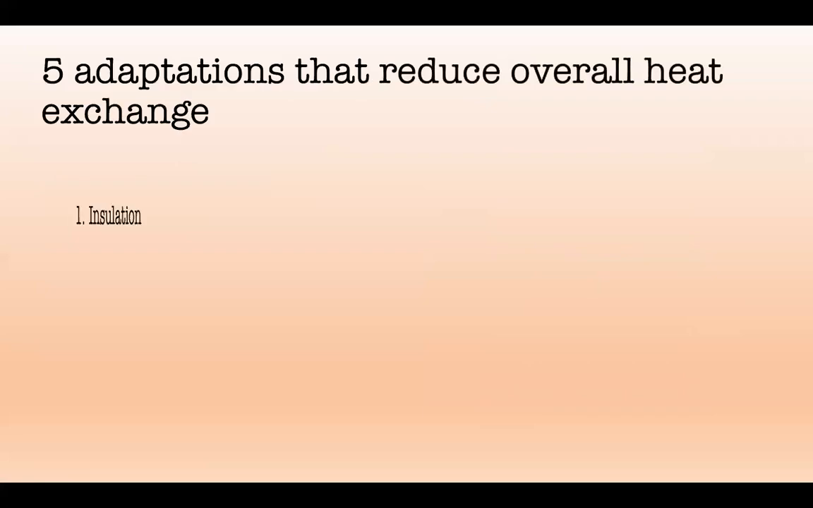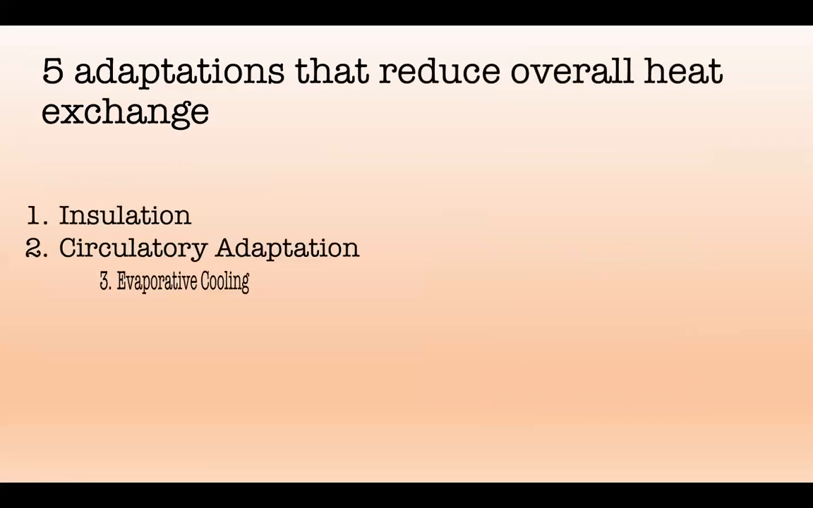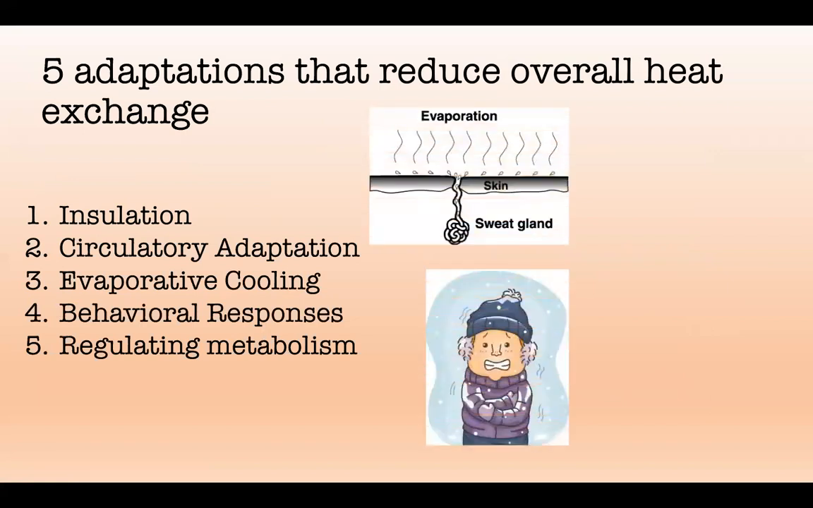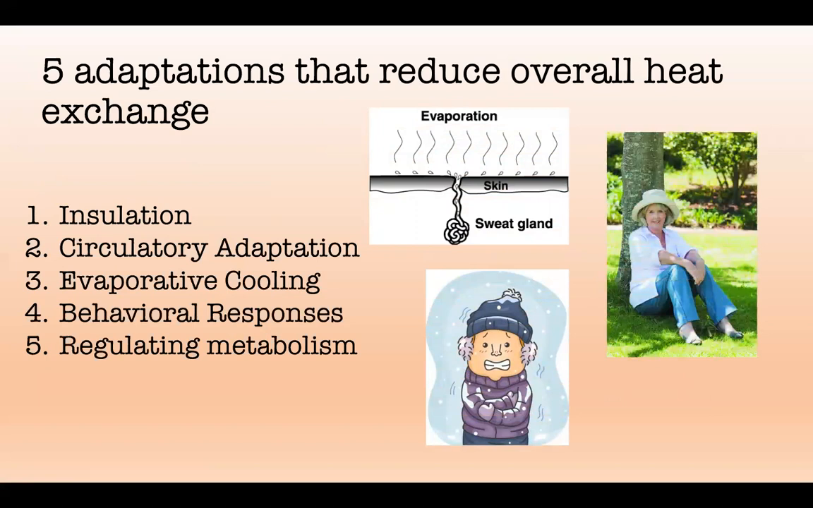The next adaptation that we have is evaporative cooling. Similar to what we said before, this is a loss of heat through the evaporation of water. We also have behavioral responses in which species evolve behaviors to regulate heat transfer. These behaviors take the form of postures, bathing, basking, or simply moving into the shade, as this woman is doing here. Lastly, we have regulation of metabolism, in which some animals can change their metabolic heat production. This often takes the form of shivering or flying.